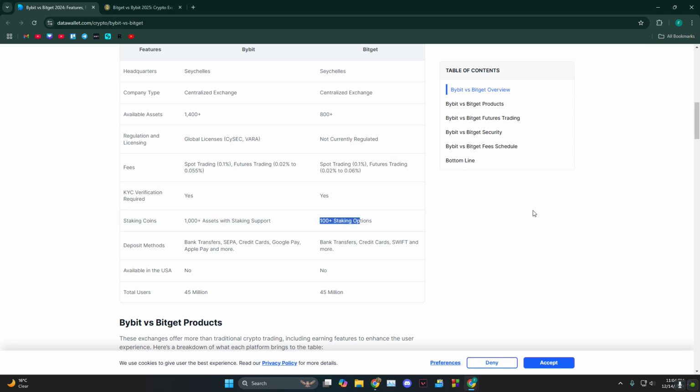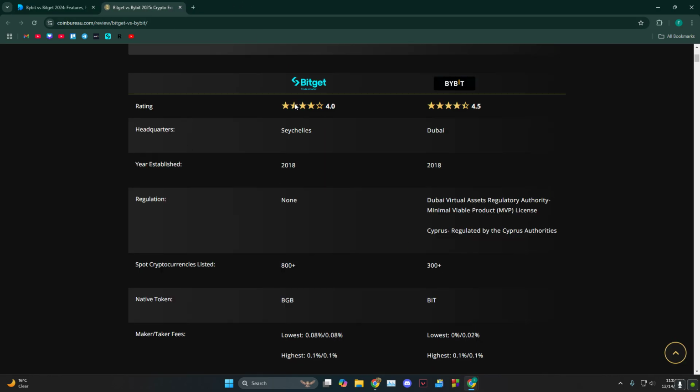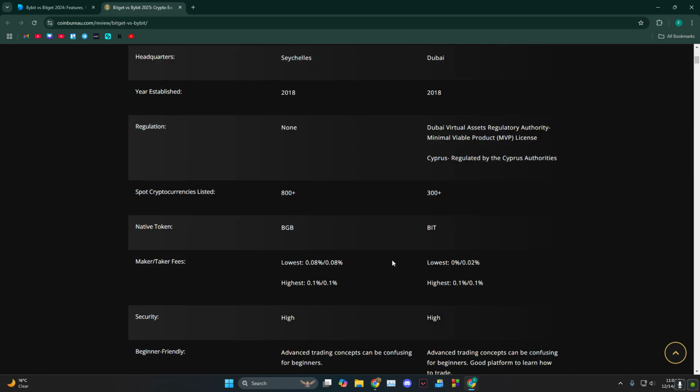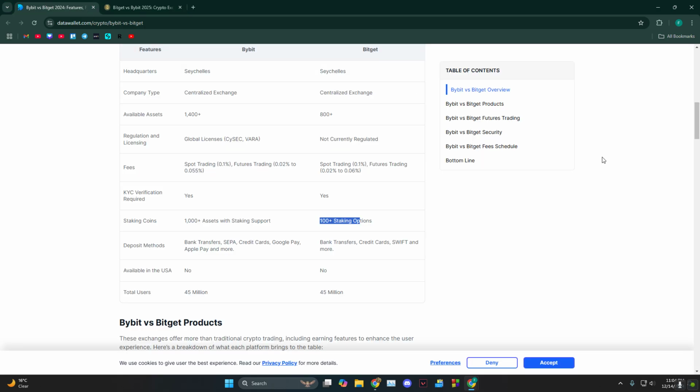So I would say go for the one that fits your needs. If you're really focused on spot currencies, then obviously Bitget is the way to go. But if you're looking for regulations and the lowest maker taker fees, then Bybit is the way to go.